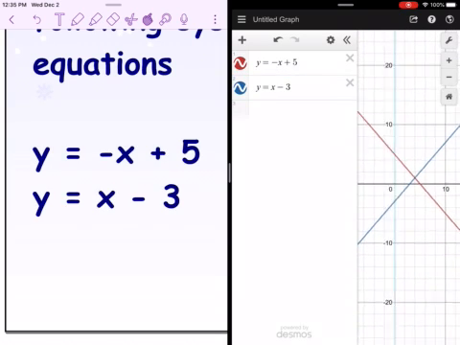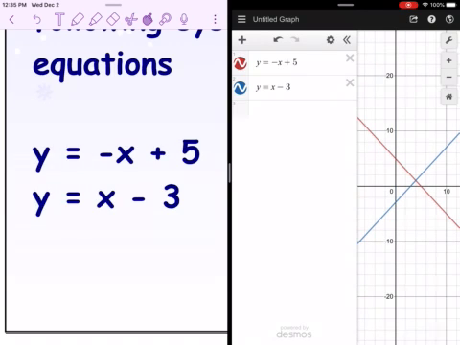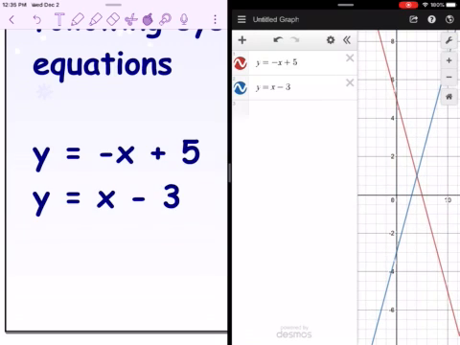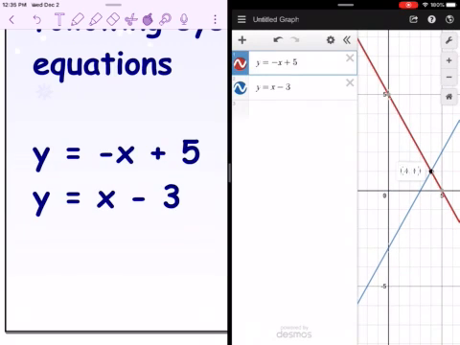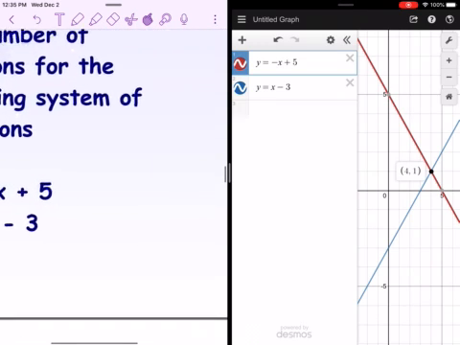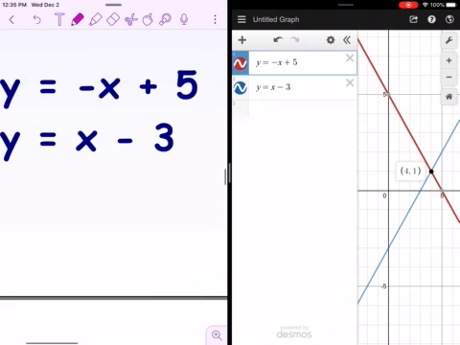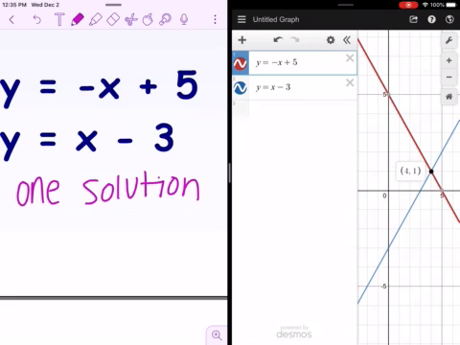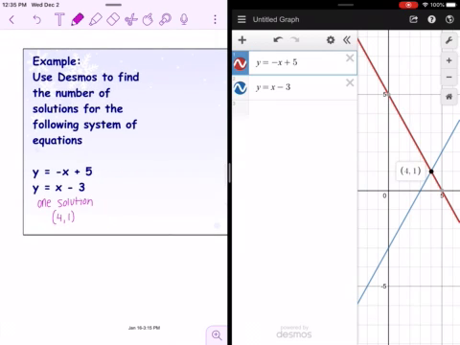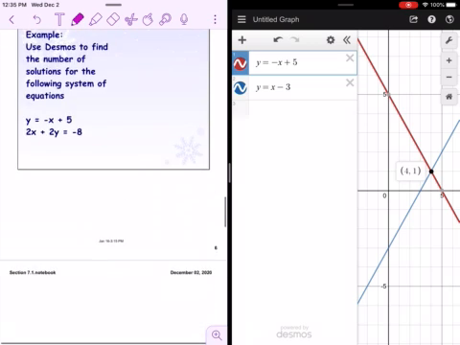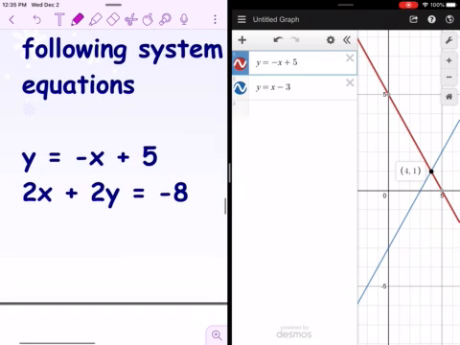Once you have that, it graphs the 2 lines. And we can see that they intersect once. The point where they intersect is at 4, 1. You can tap it to get that intersection point. Okay, so there is 1 solution, because they intersect once, and that solution is 4, 1, because that's the point where they intersect. Okay? We'll go to the next one.